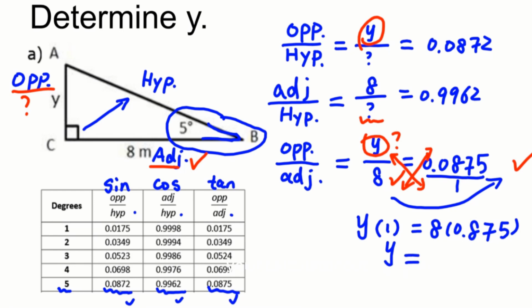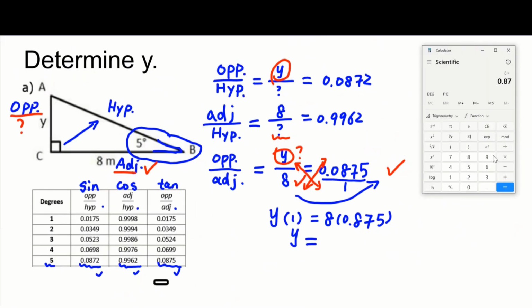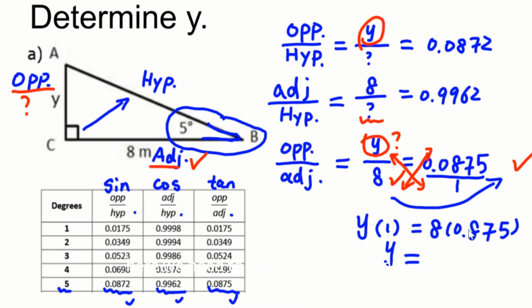You use 8 times 0.0875 equals, then you will have 0.7. So here we need to put another 0, so 0.7. This is the y side.